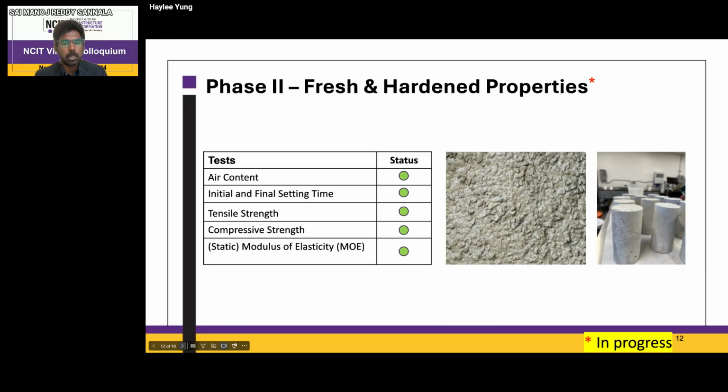In phase 2, we have developed the mix design and tested the fresh and hardened properties, like initial setting time, final setting time, tensile strength, compressive strength, and modulus of elasticity. Next slide.